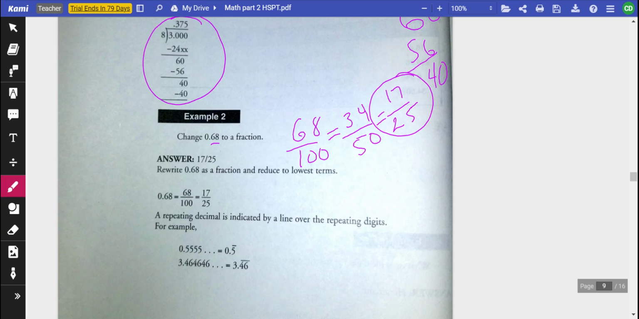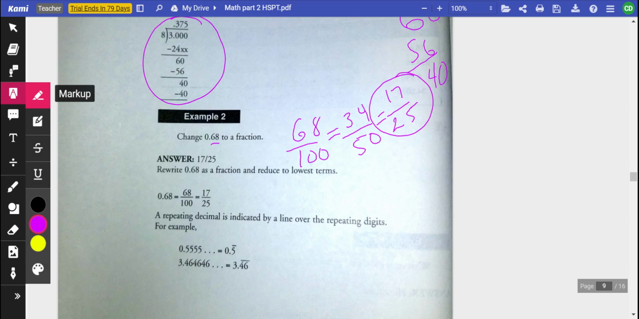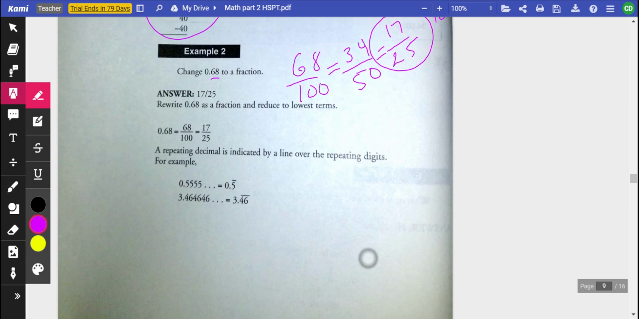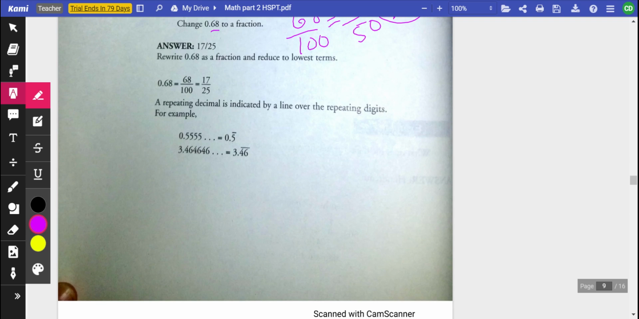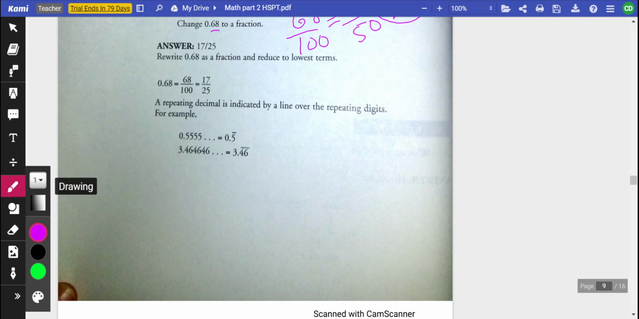Then they show us this little tidbit about repeating decimals being indicated by a line over the repeating digits. So in this case, it's just the 5 that repeats. So it's only a 5, 5, 5, 5, 5, just like they have in front right here. In this case, it is 3.46 that repeats.